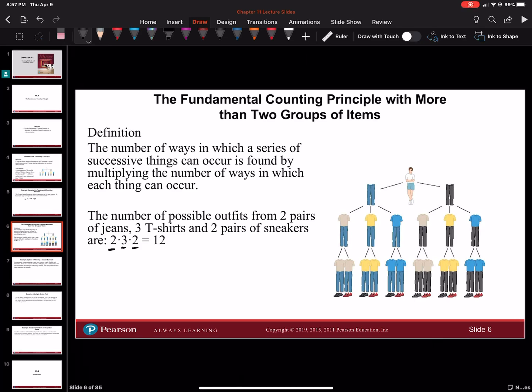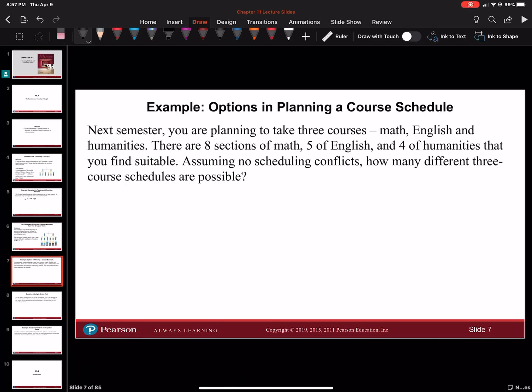So let's look at an actual problem where we're using this. It says, next semester you're planning to take 3 courses: math, English, and humanities. There are 8 sections of math, 5 sections of English, and 4 sections of humanities that you find suitable. Assuming no scheduling conflicts, how many different 3-course schedules are possible?